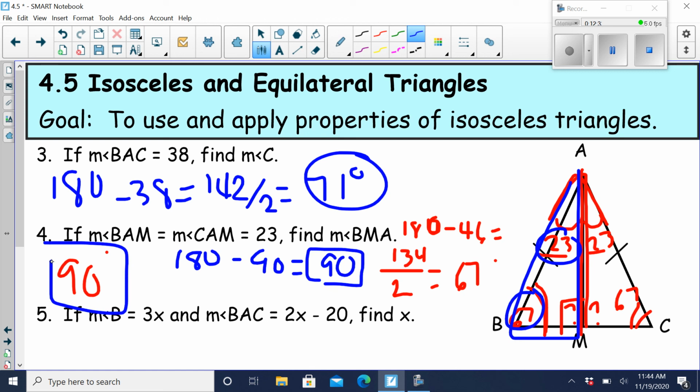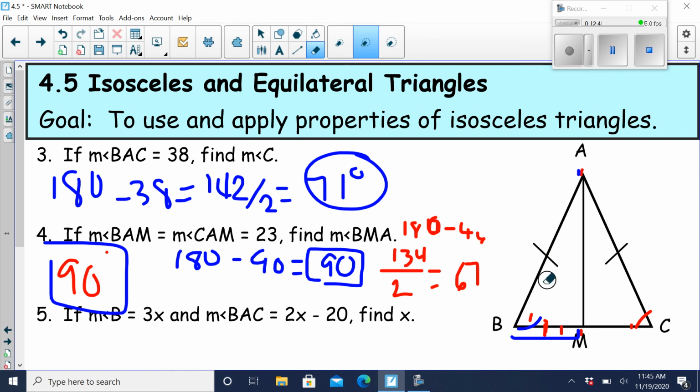It's just if you remember that theorem about the angle bisector being the perpendicular bisector. Okay, last problem. So we are going to erase this information and start new. Okay, and on this last one, what it gives us is the measure of the angles.